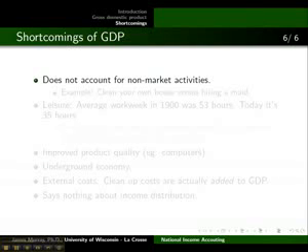Some shortcomings of GDP. One, it does not account for non-market activities. For example, you could clean your own house, or you could hire a maid to clean your house. If you do it yourself, it's not counted towards GDP. If you hire a maid, it is counted towards GDP, even though these are exactly the same activity occurring.